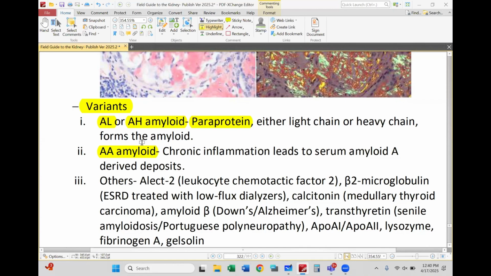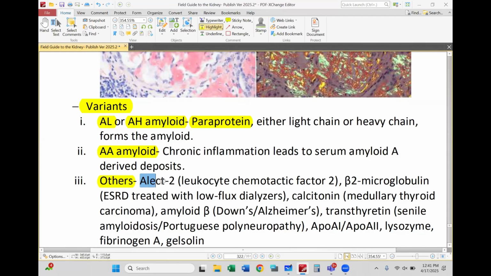Okay. Again, chronic inflammation of any cause, whether that be chronic osteomyelitis or subacute bacterial endocarditis. A classic one is the patient who has recurrent skin abscess from IV drug use or skin popping. That's another one we've seen quite frequently as a presenting context for AA amyloidosis.